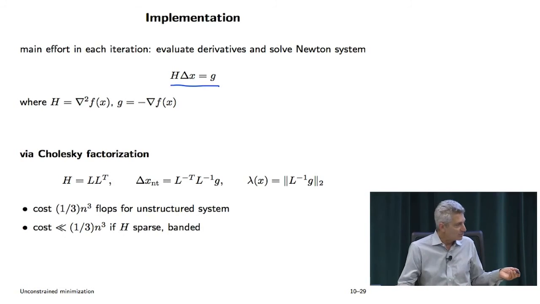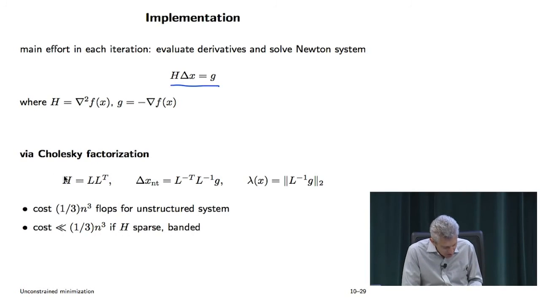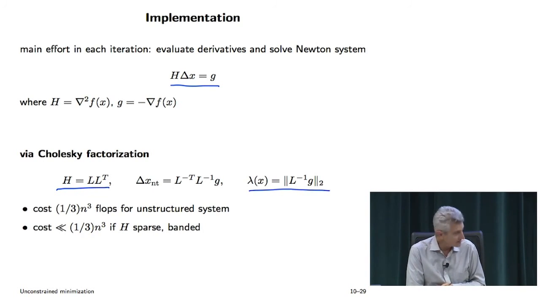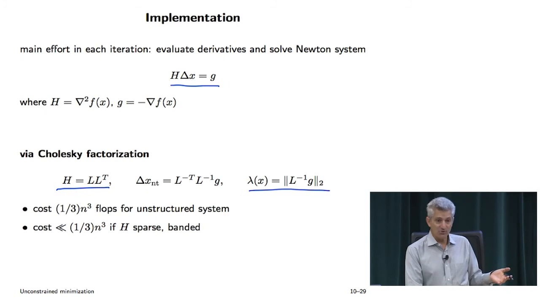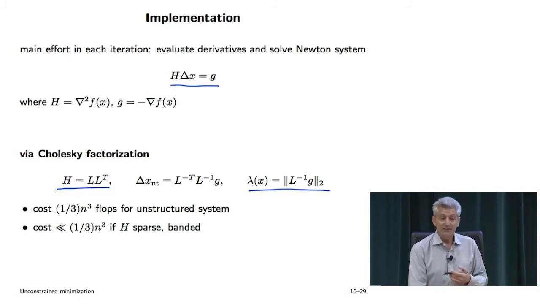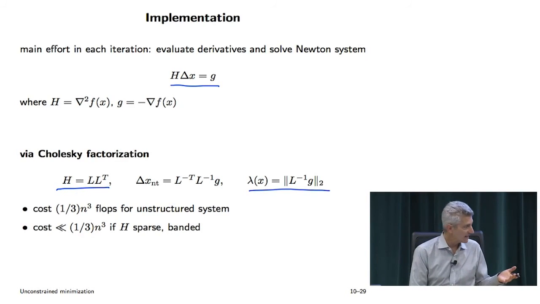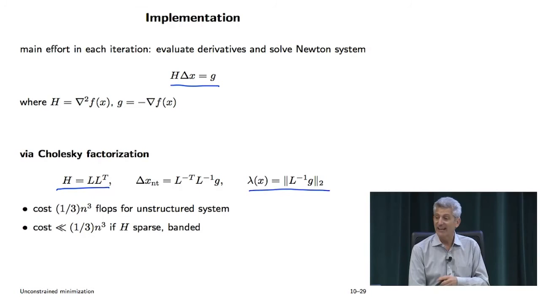So how would you do this? A very good method would be this. You just form the Hessian and do a Cholesky factorization. And it turns out, by the way, that the Newton decrement is one of the parts of this. I mean, not surprisingly, right? It's the norm of L inverse G. That costs n cubed over 3 flops for an unstructured system. And if H is sparse, right, a specific case of that would be banded, this is way less. For example, if it's banded, this is O of n, right?